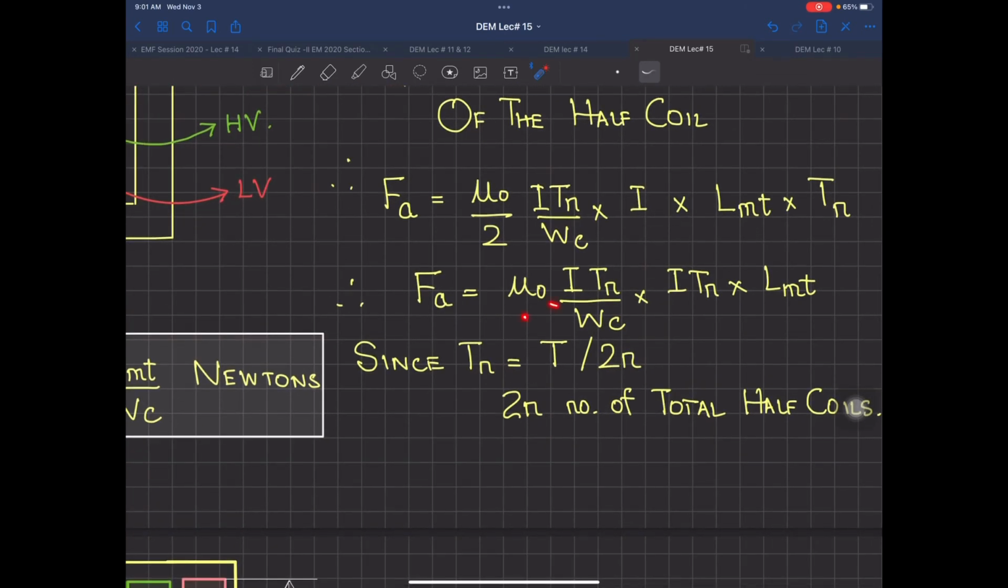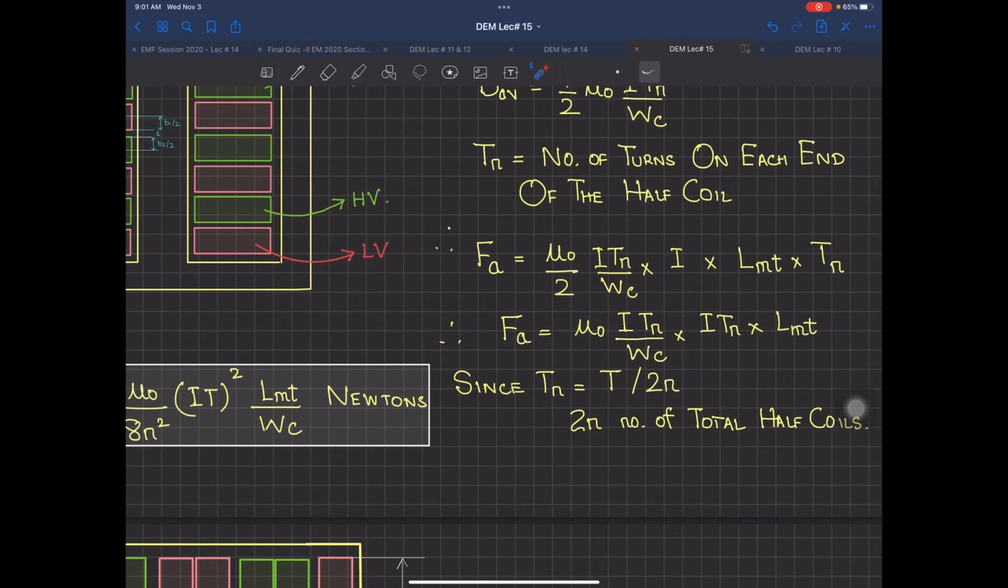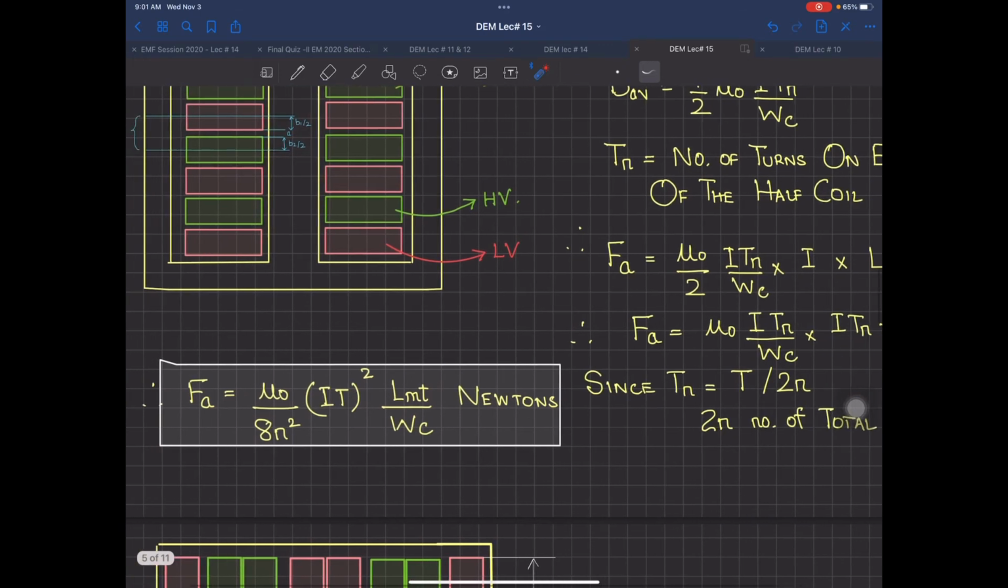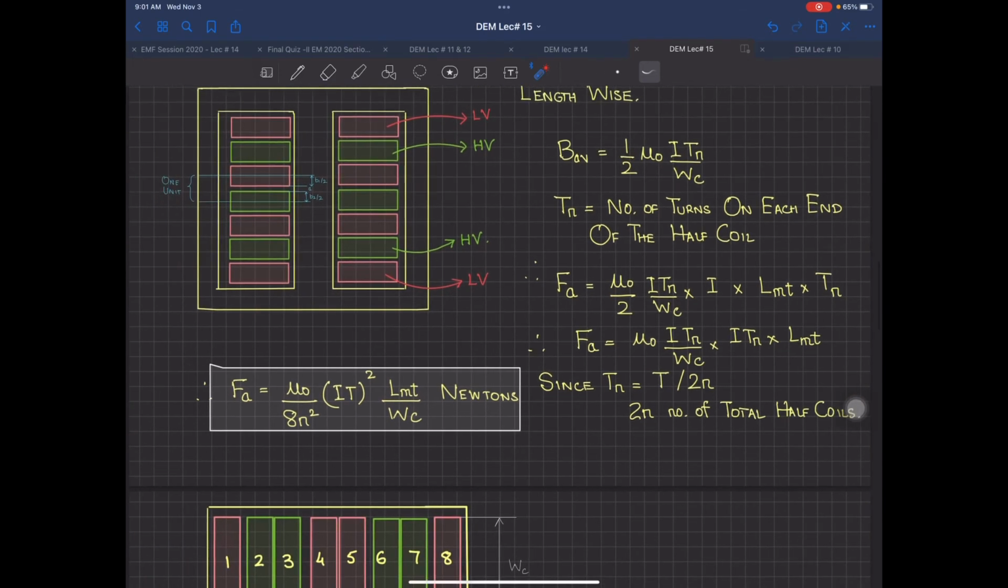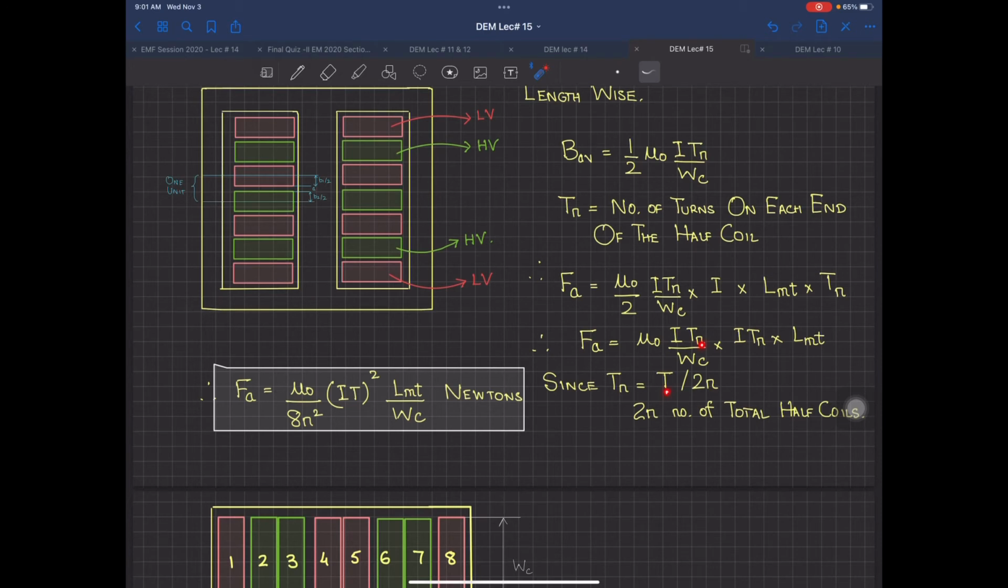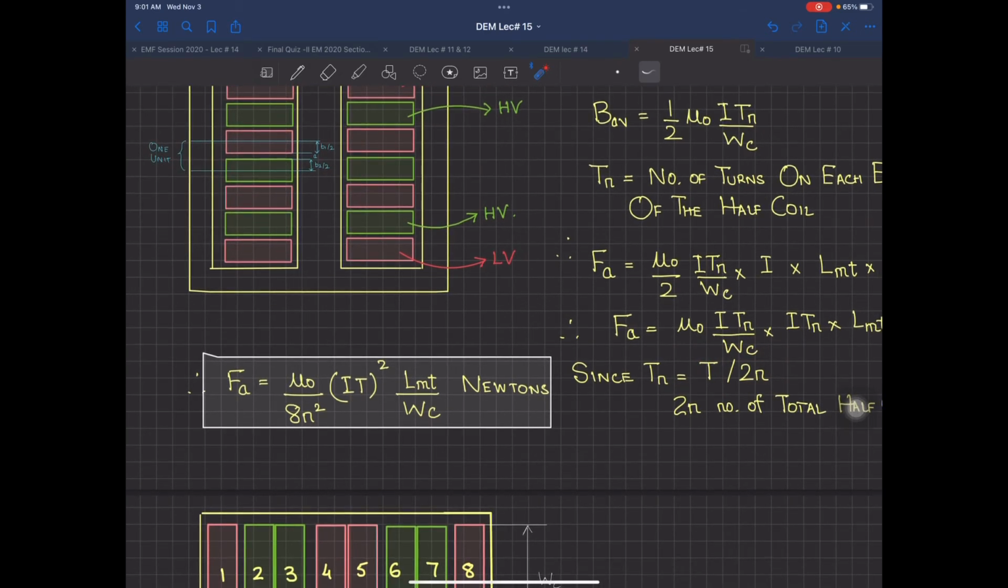This is μ0 I Tn divided by ωc, same thing coming on over there, I Tn multiplied by LMT, and as I told you Tn is equal to T by 2n, where 2n is the number of total half coils. Okay, so it will be depending upon whatever is over there. So now this Fa is written as, now instead of this Tn you put T by 2n. So you can see what is happening.